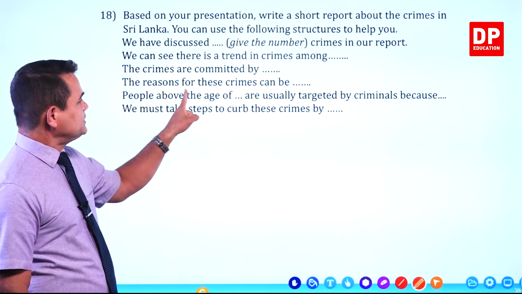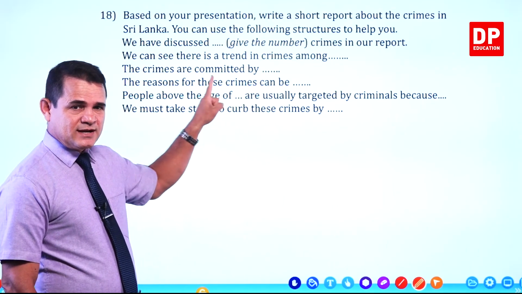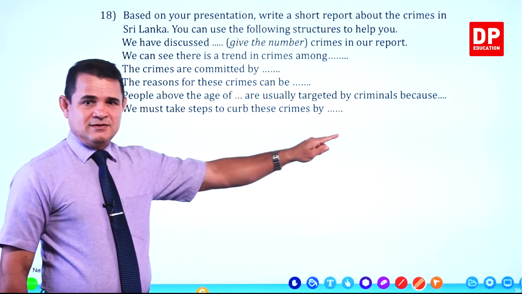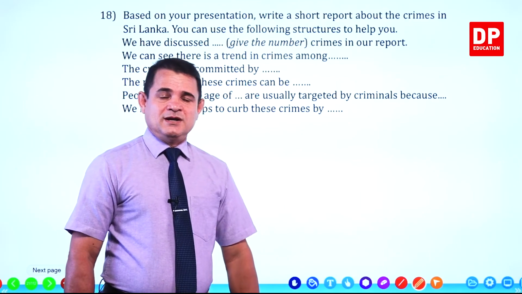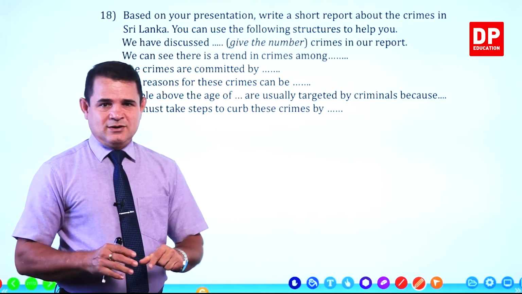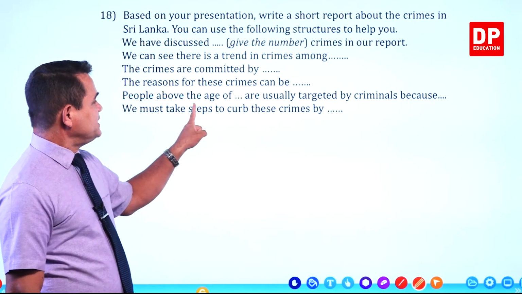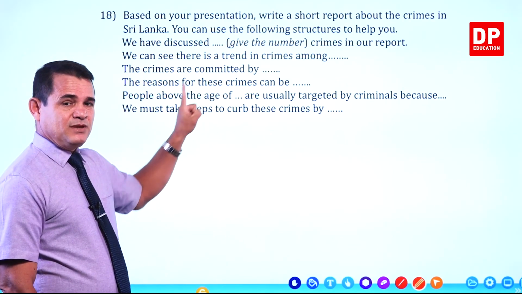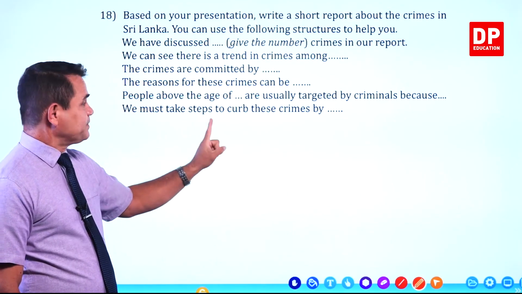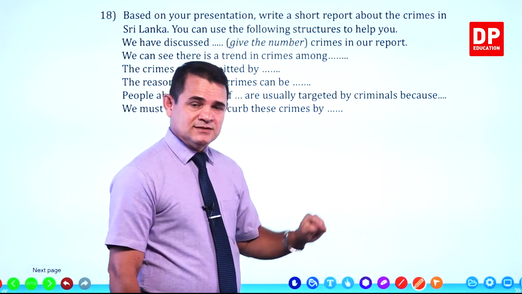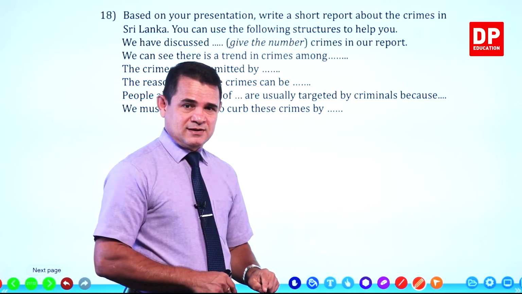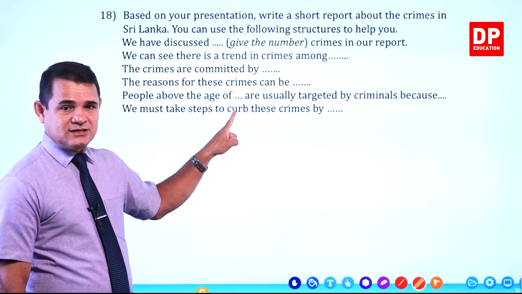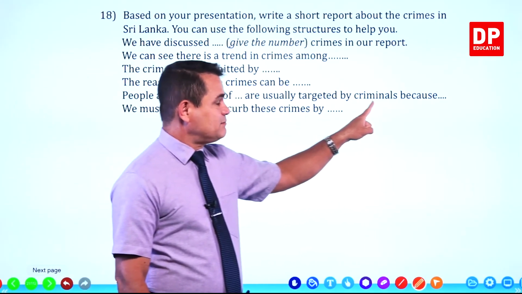Next, the reasons for these crimes can be ignorance. Ignorance means not being aware of the law. Whatever reasons you find, mention them. People above the age of 30, people above the age of 40, are usually targeted by criminals. Because, give the reason. Now people above the age of 60 are usually targeted by criminals.